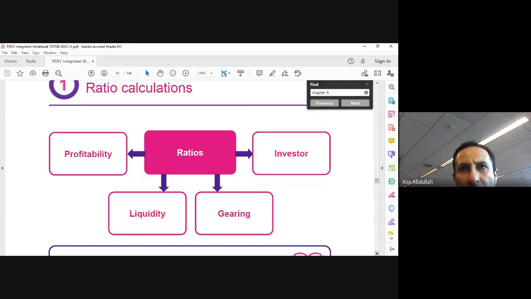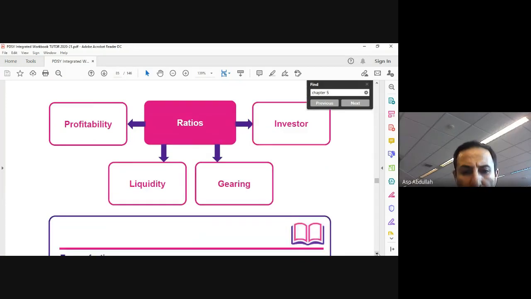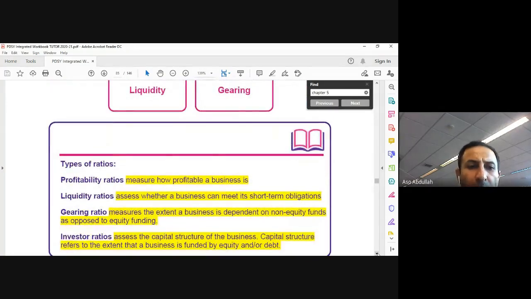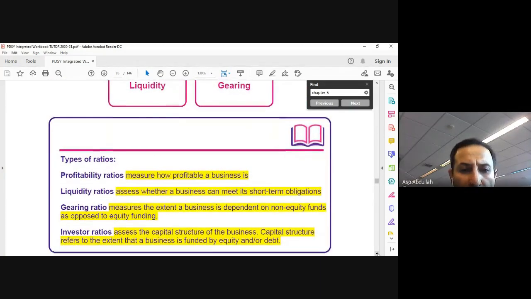Liquidity relates to how liquid the company is, how much the level of debt is, your liability. So how big is your liability figure? Simply, gearing is also relating to the capital. So, types of ratio. This is the type of ratio.